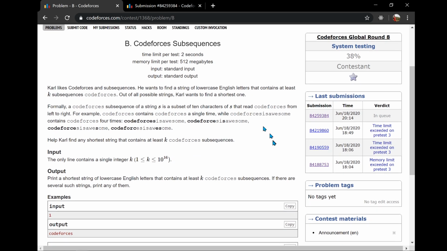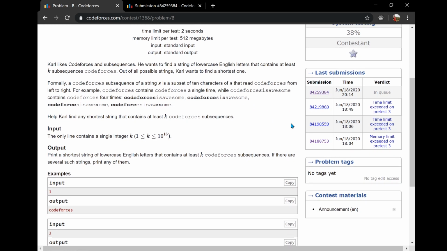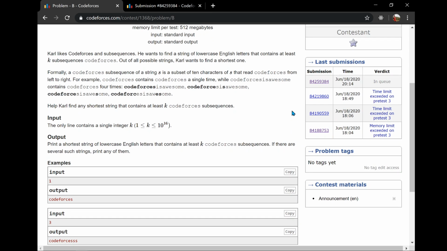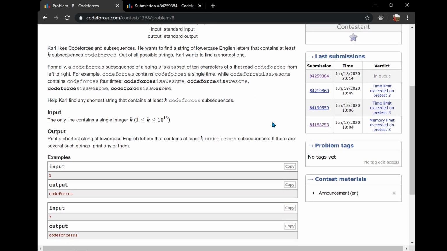The question is here, you can read this problem, but if we understand it in a simple way without missing any important information, then this question simply wants us to give a string such that from that string we can extract at least k different subsequences which form the word Codeforces.